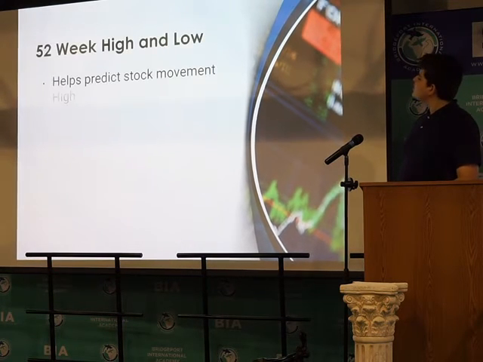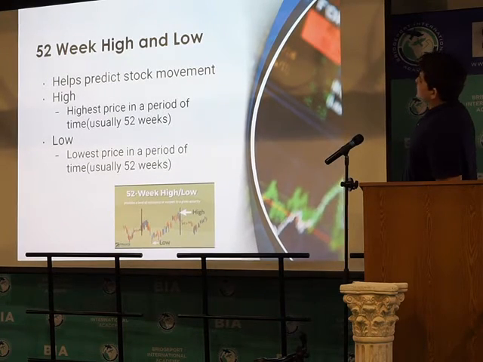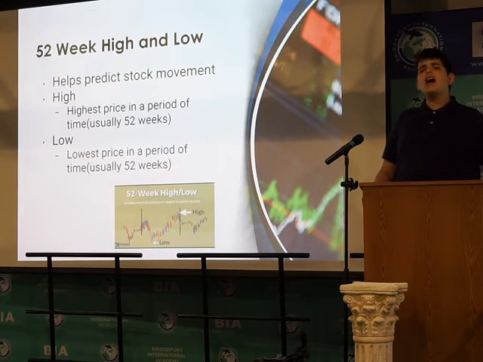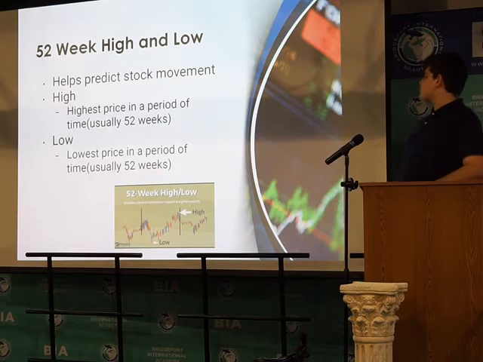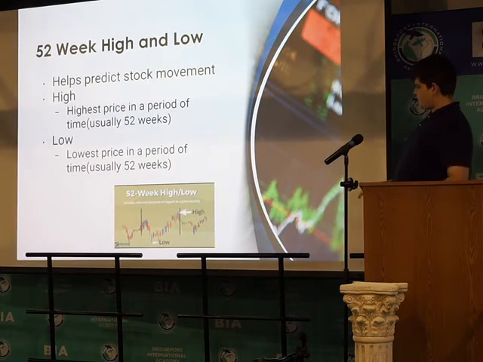Now, the high and low help predict stock movement. The high is the highest price in a period of time, generally 52 weeks. We're talking about 52 weeks. That's about a year, more or less. And the low is the lowest that it is in those 52-week periods.